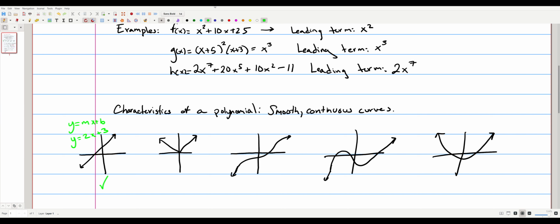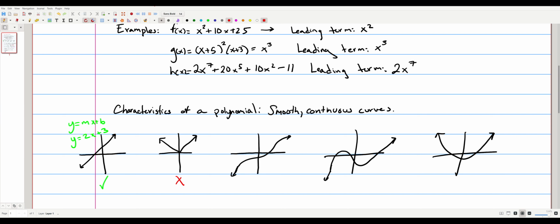So is this graph here a smooth continuous curve? It is continuous, right? I could draw this picture without picking up my pen. However, it has a jagged edge, like a corner. And so this is not a polynomial.